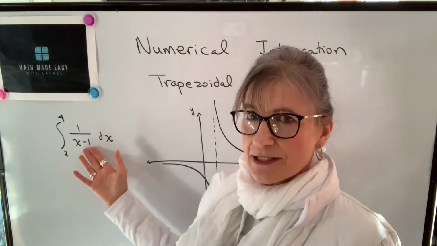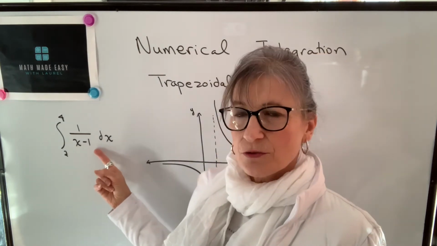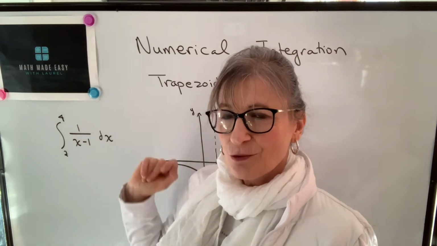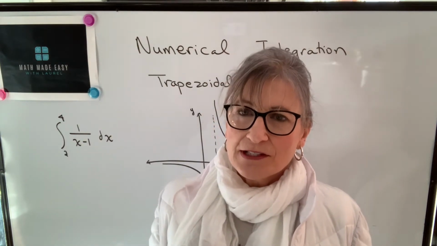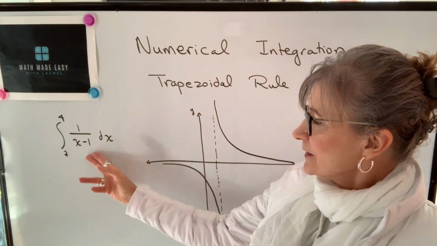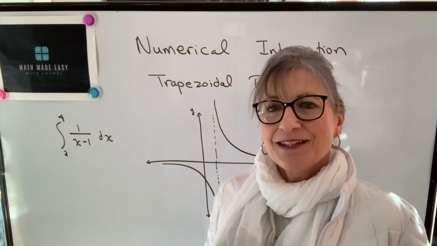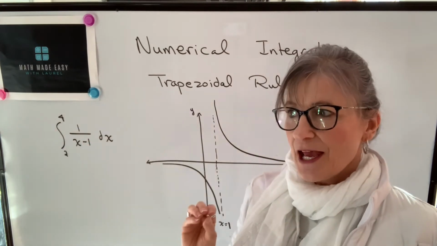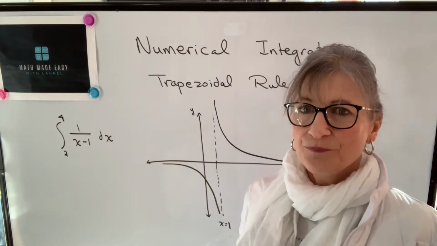If we take a look at this example, with the integration rules we've taken so far, we're unable to do this integral. If we were to write this as x minus 1 to the power of negative 1, remember, our power rule will not work when our exponent is negative 1. So, if we wanted to find this integral, what we're going to do is approximate the area under this curve from 2 to 4. And when we find that approximate area, that's going to be the approximate integral.